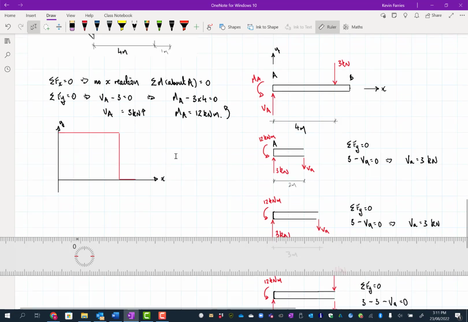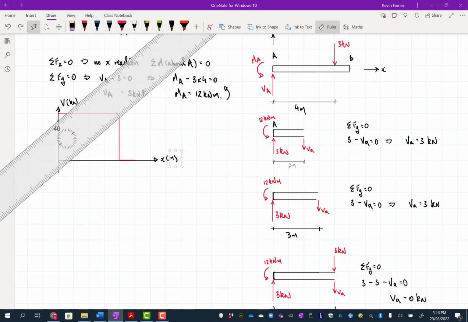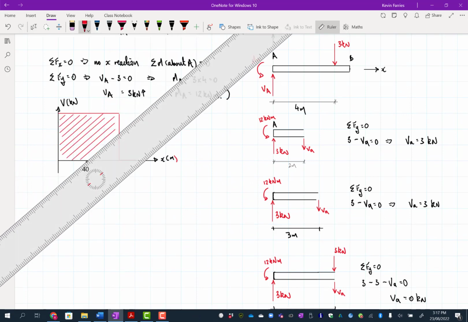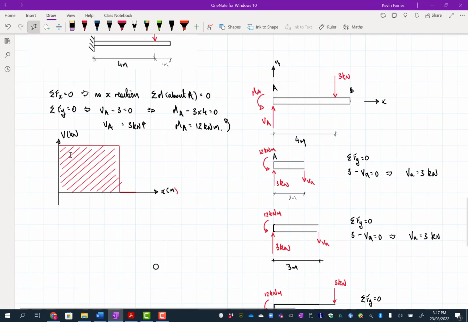And so I should really put on what this is. Now I did y there, but it's not. That's V, the shear. X is okay. This would be in meters. This would be in kilonewtons. And you could shade that. And so usually you just do that as a hatch pattern. So shaded it just makes it easier to see where it is in these graphs.